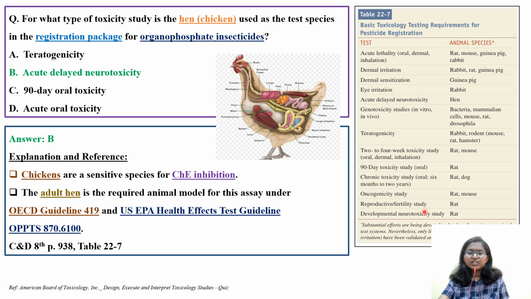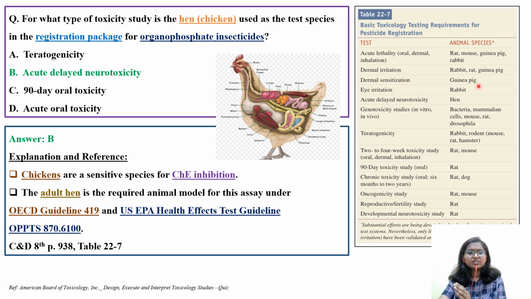And the reproductive fertility study, as I said, segment 1, rat is the one in which the test item is exposed before mating, during mating, till certain times. It is also like a fertility and early embryonic developmental study. And the last one is the developmental neurotoxicity study. The recommended species as per the regulatory is rat. Hope from this table 22.7 you were able to understand the type of test and the type of animal species that need to be used.